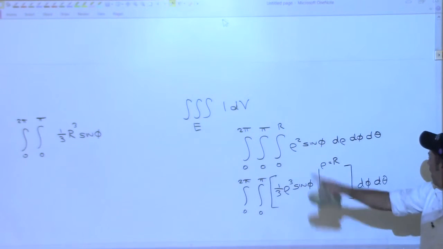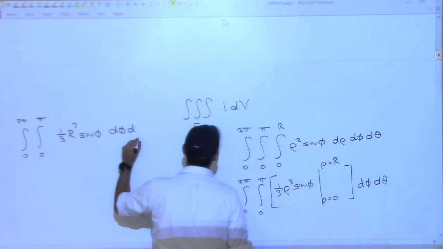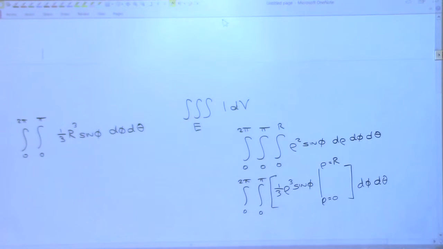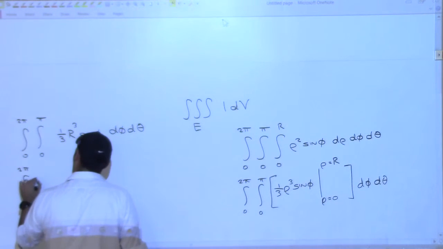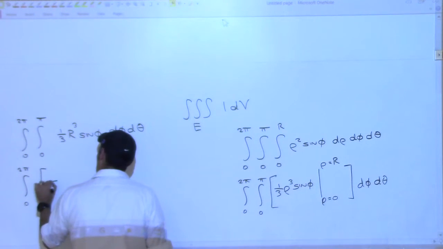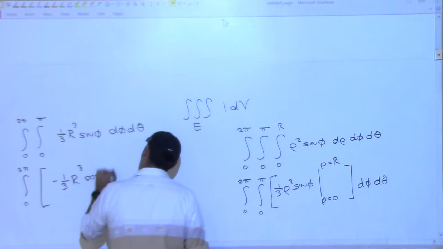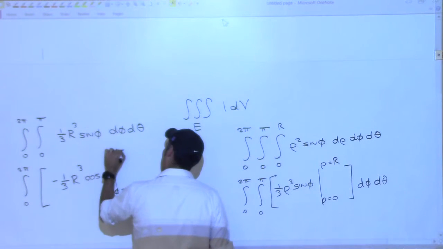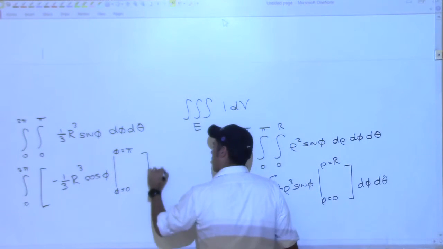So now we're going to integrate that with respect to phi. The antiderivative of sine phi is negative cosine phi. So now we have the integral from 0 to pi of negative 1/3 capital R cubed cosine phi, evaluating from phi equals 0 to pi. Then we're going to integrate with respect to theta.